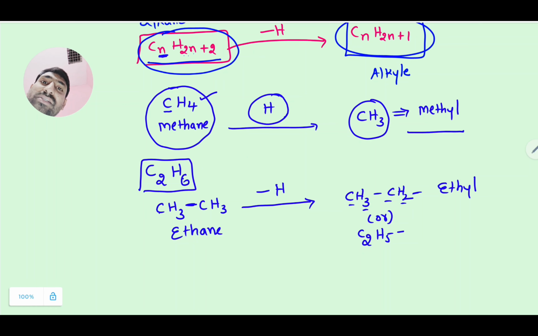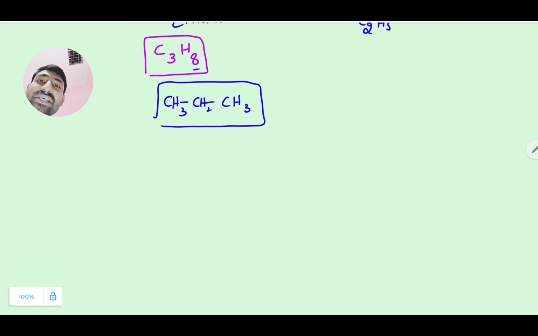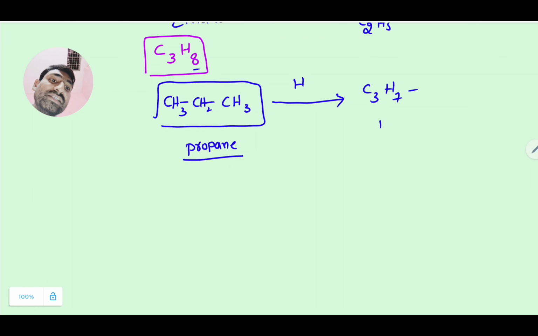Now, how to take 3 carbons? I want to take 3 carbon alkane. If you take carbons 3, hydrogens must be 2n plus 2, means we will get 8 hydrogens. So, it is an alkane. 3 carbons are separated with single bonds. There are 8 hydrogens. For balancing 4 bonds to each carbon, we can write this as CH3 bond CH2 bond CH3, guys. Now, this is a 3 carbon alkane, so it is called propane. If you remove one hydrogen from this, we will get C3H7. This is simply called propyl, guys.